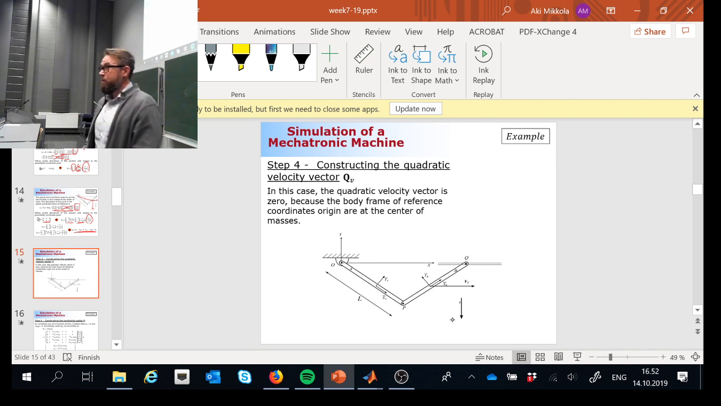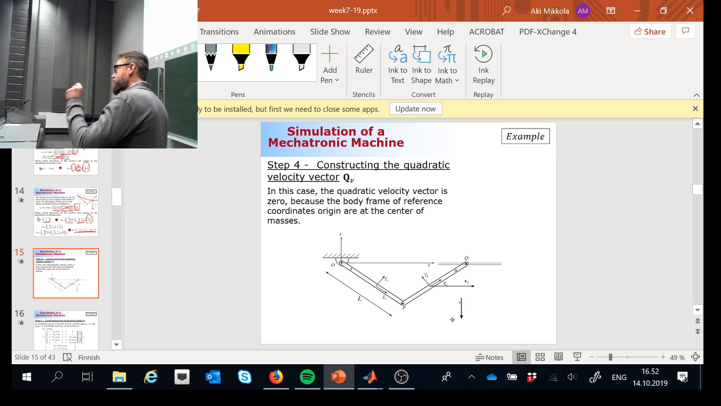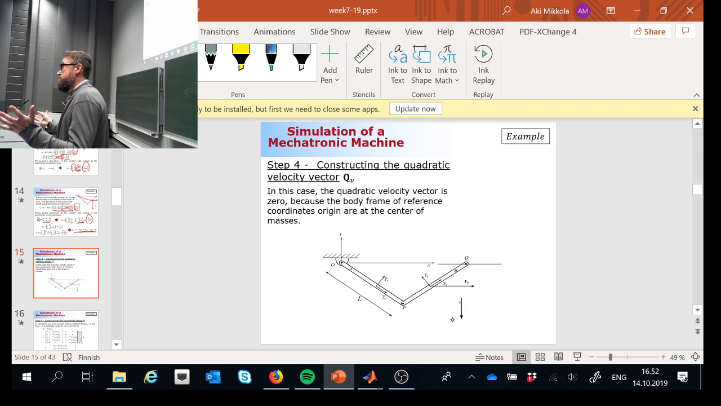Okay, quadratic velocity vector, we are not going to touch that. Why? Because again, the body reference coordinate system is located in the center of the mass, so we don't need to do it. Okay?